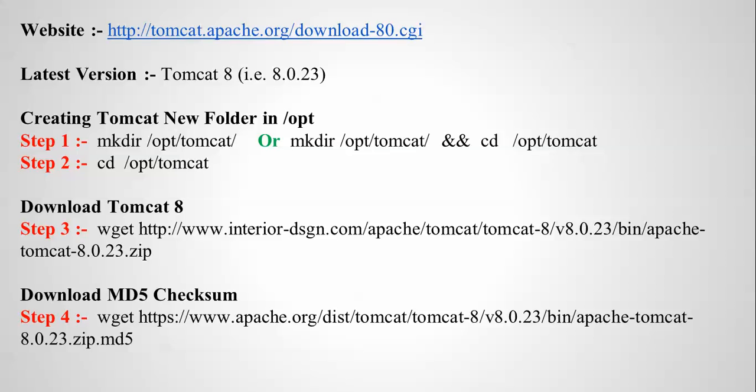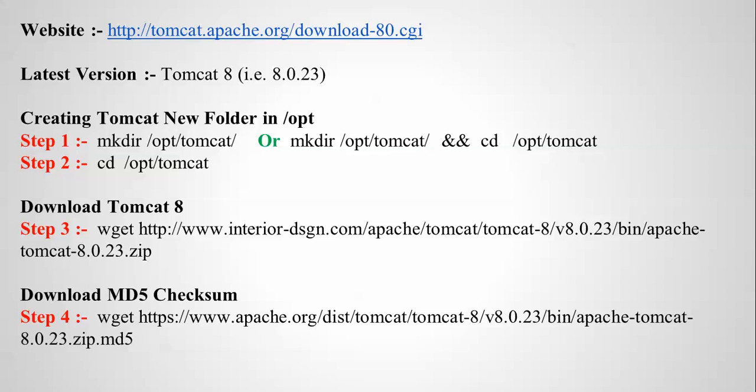So this is new step 1, where I am going to create a folder under /opt with the name tomcat. After that, I'm going inside the Tomcat folder. The command is mkdir /opt/tomcat and cd. After that we need to download Tomcat 8. So step 3 is the command to download.